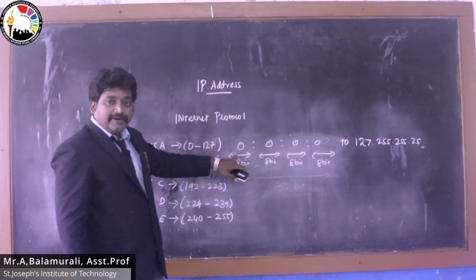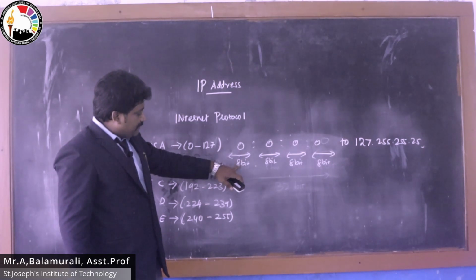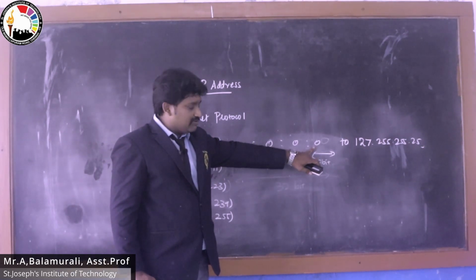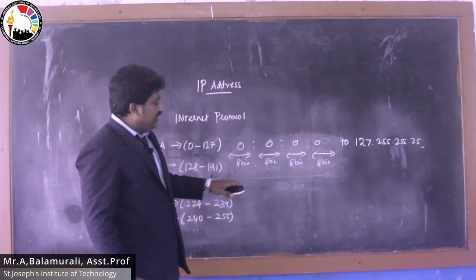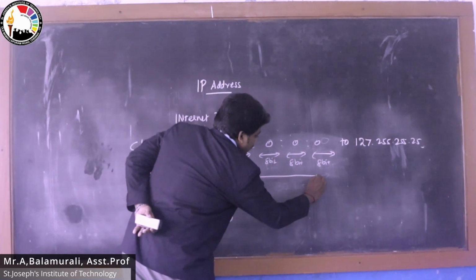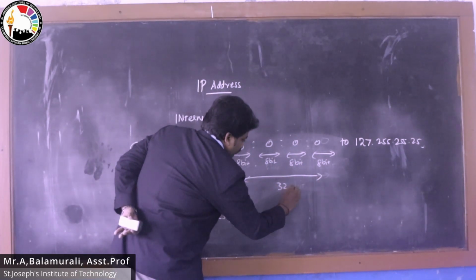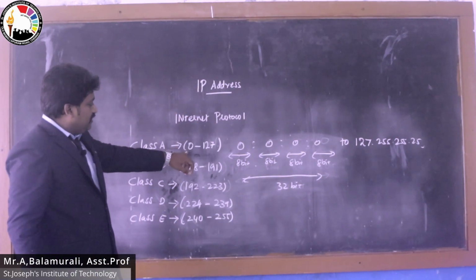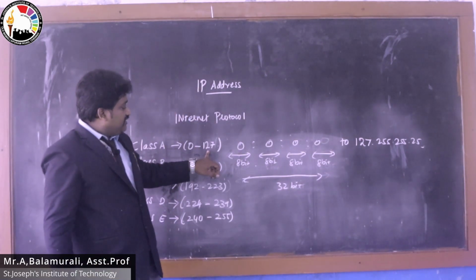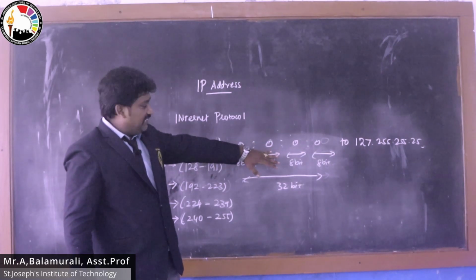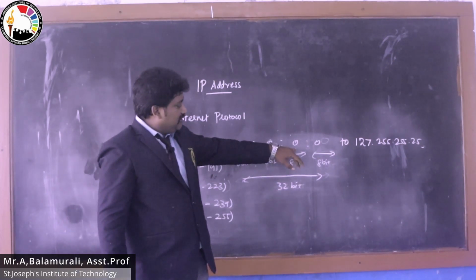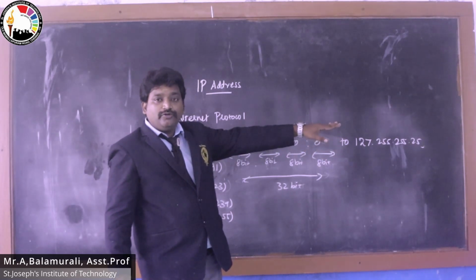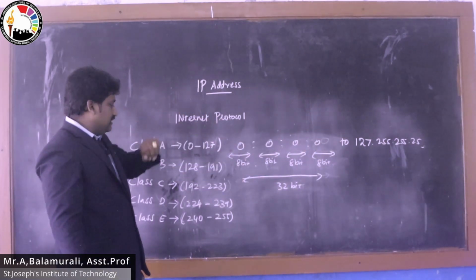Each and every partition has 8 bits. This partition is 8 bit, this is also 8 bit, this is also 8 bit, and the last one is also 8 bit. So totally we have 32 bits. The class A range is 0 to 127. I wrote each range separately here: 0.0.0.0 to 127.255.255.255. This is the class A range.